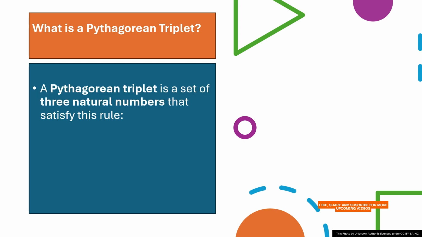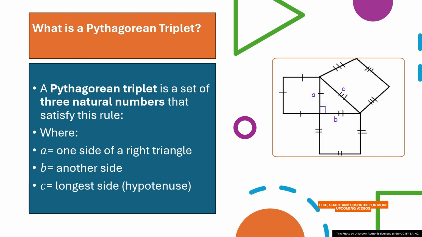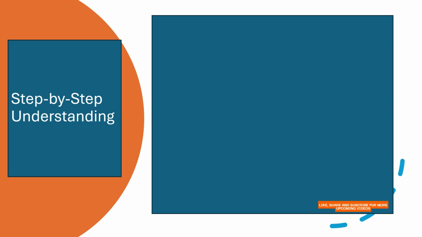It is a set of three natural numbers that satisfy this rule, where A is one side of a right triangle, what you see on the screen, B is another side, and C is the longest side, which is termed the hypotenuse. Let's understand step by step.